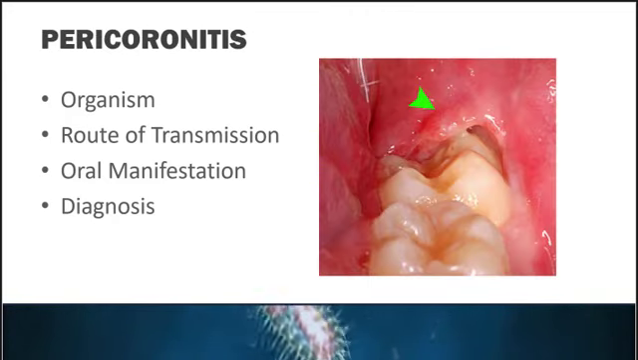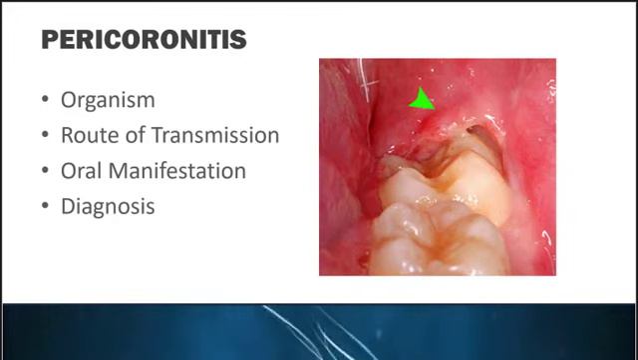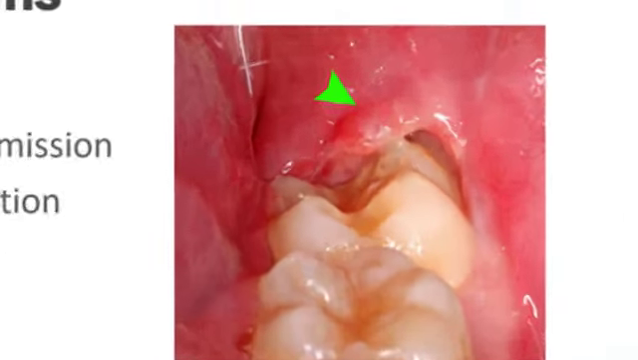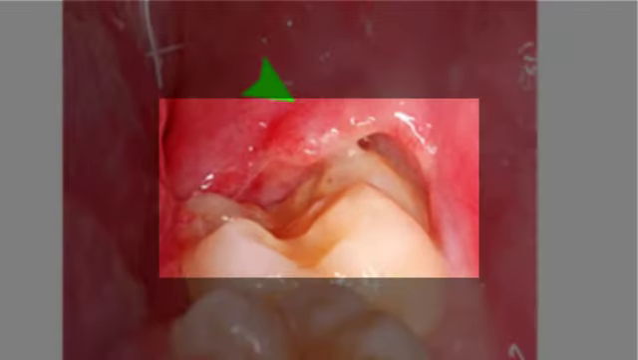Pericoronitis is a really good example of an opportunistic infection. Pericoronitis is an inflammatory condition that happens when a partially erupted tooth will allow for a breeding ground of bacteria. We see this really frequently with mandibular third molars that are partially erupted, where the gingival flap is still remaining over the distal end of that tooth.